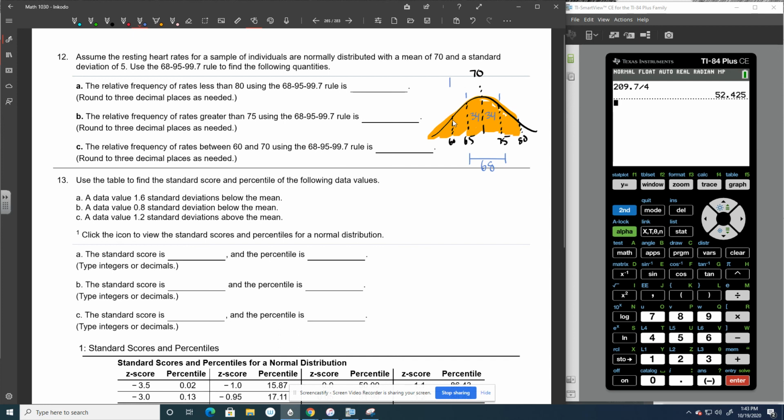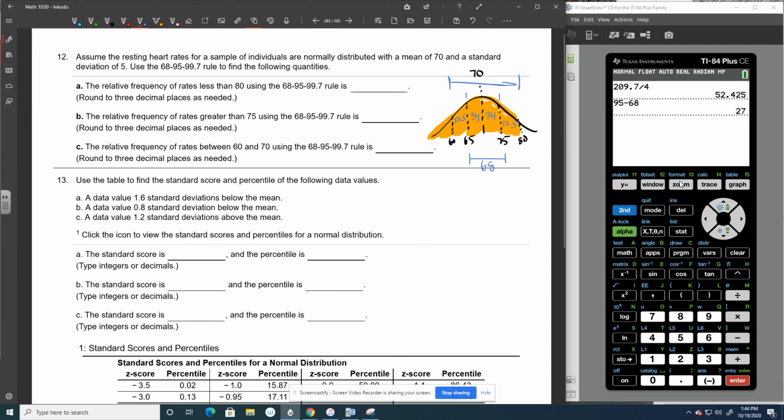95% of the data is going to be within 2 standard deviations in each direction. Well, we already know that 68% of the data is in this range. So if I take 95 minus that 68, that means that these two sections make up 27%, which means this is going to have 13.5% and this is going to have 13.5% of the data.